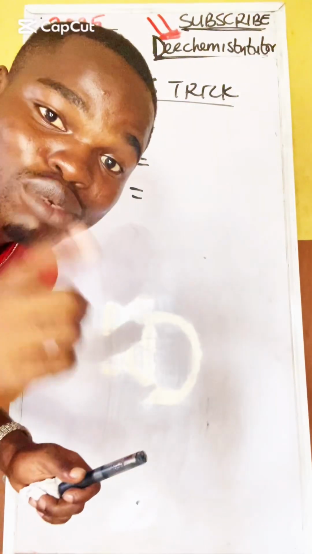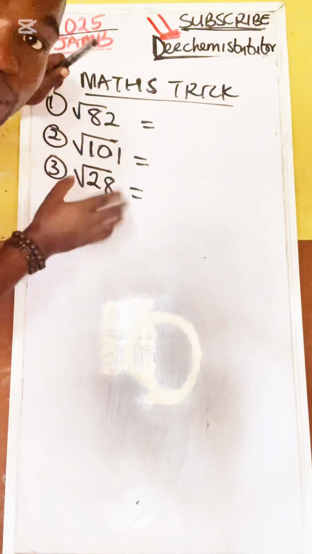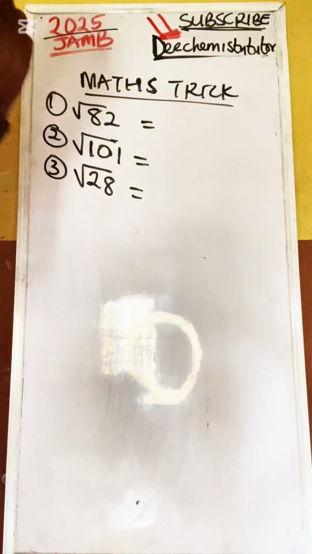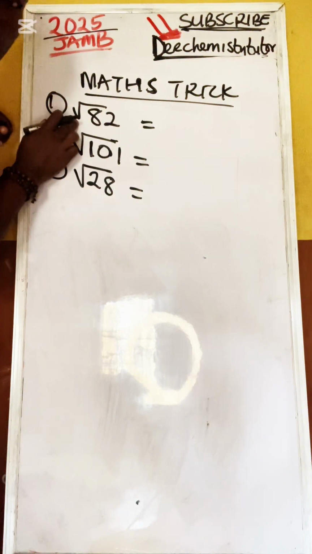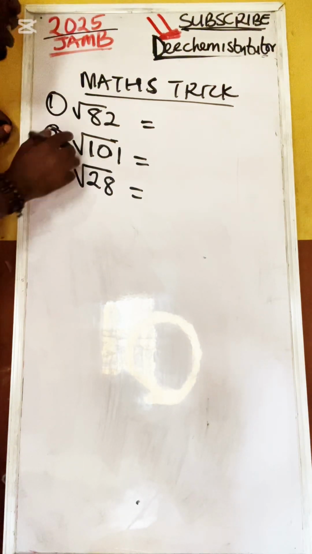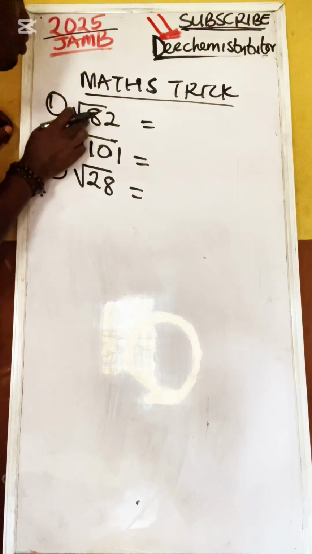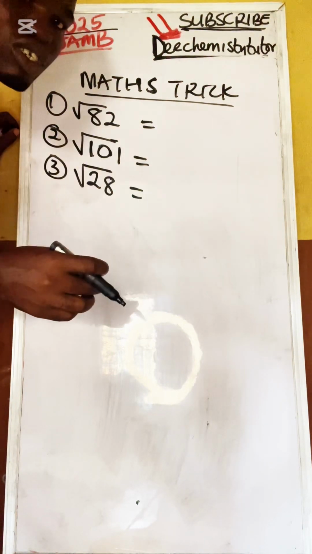If you're writing physics and chemistry in your JAMB exam, you need to understand this method to help you solve faster. Listen, let me help you. Okay, now the square root of 82. The first thing you want to do is find the closest number to 82 that is a perfect square. Do you understand?